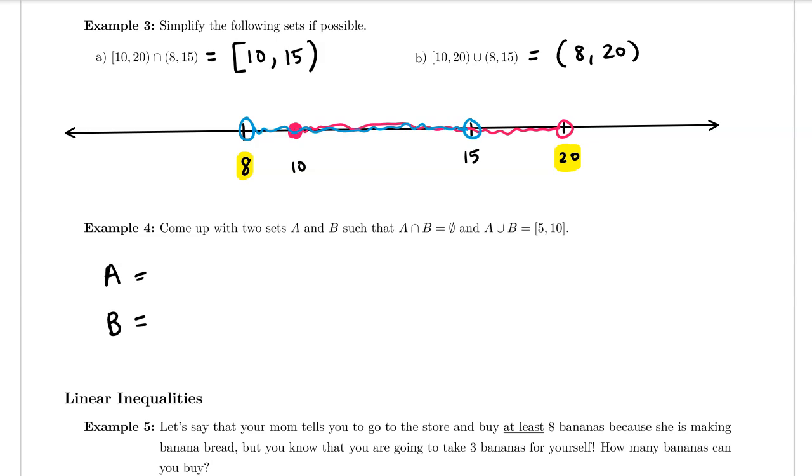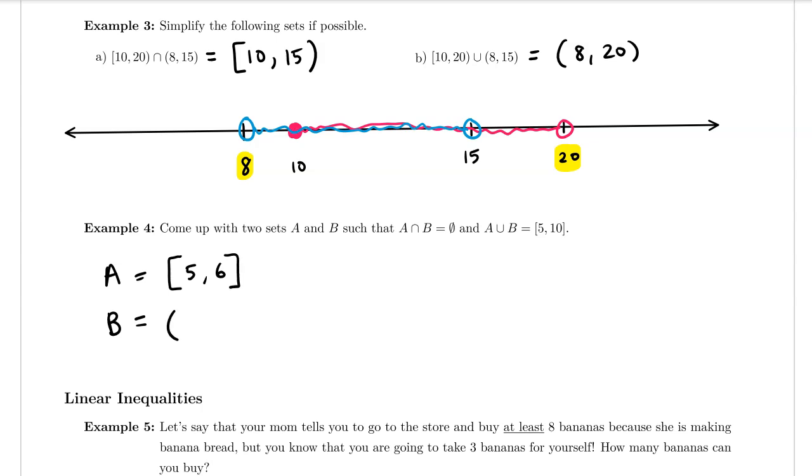First off, I want to say that there's infinitely many possibilities to get a correct answer here, and we'll just come up and give maybe one or two. So we don't want either of the sets to have any overlap because their intersection is the empty set, and we want it so that when we combine the two sets, they make 5 to 10. So how about I do 5 to 6, and I'm going to include 6 here.